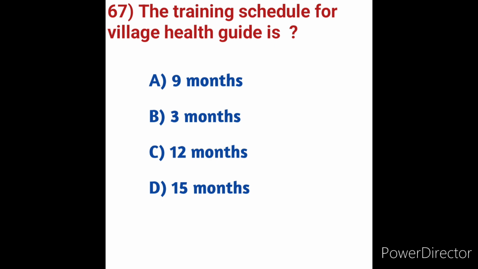A village health guide is a person with an aptitude for social services and is not a full-time government functionary. Training should be arranged at the nearest PHC, in a time period of 200 hours spread over a period of 3 months. So here in these options, option B, 3 months, is the correct answer for the training schedule for the village health guide.